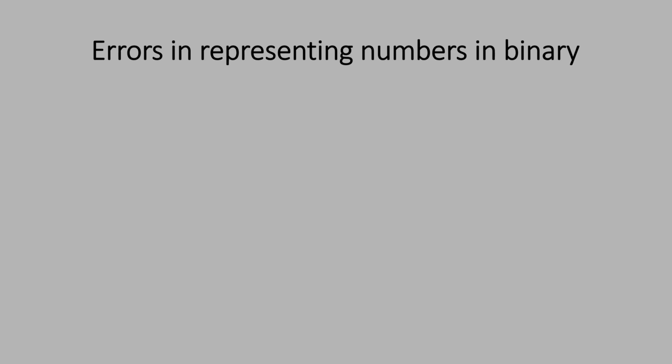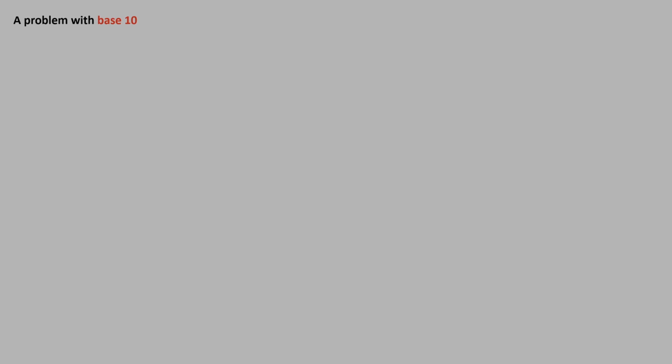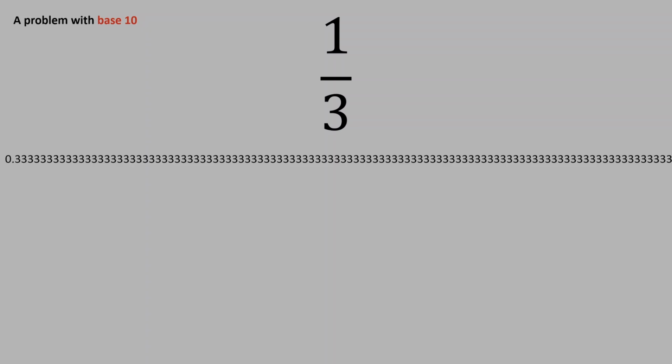We're looking at errors in representing numbers in binary. So I'm going to start with an example of the number system that we use day to day. So, a problem with base 10. Now, if we try and represent the fraction 1 over 3, a third, using base 10, then we end up with this.